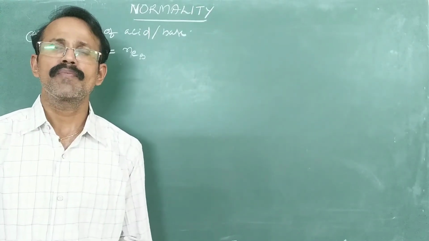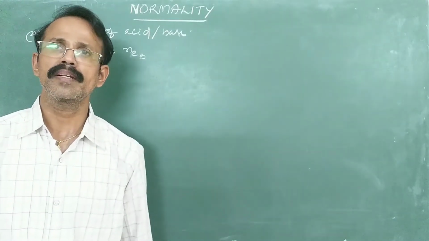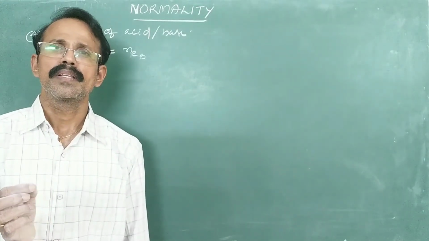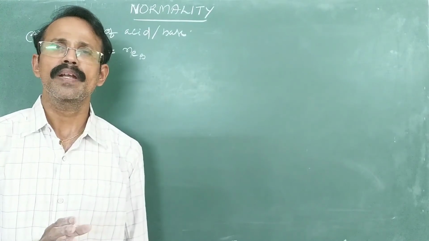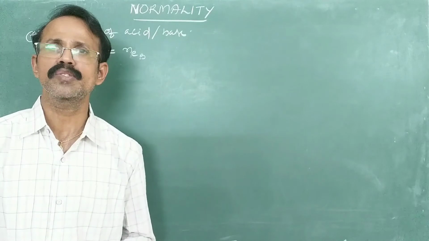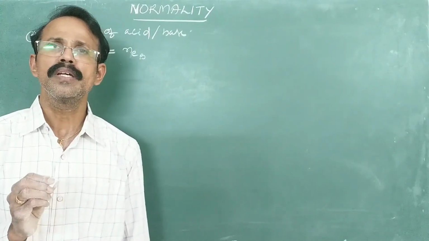What happens when excess of acid is taken and a little amount of base is added? Here the limiting reagent is base, so base is neutralized, and as the acid is in excess, acid will be left in the resulting solution. So what is the nature of the resulting solution? That is acidic.